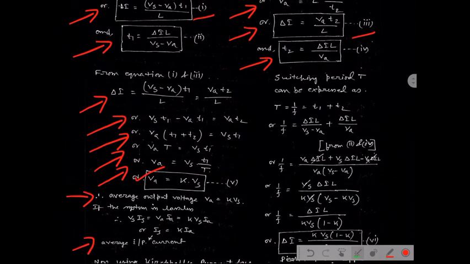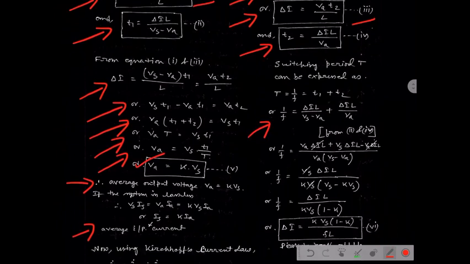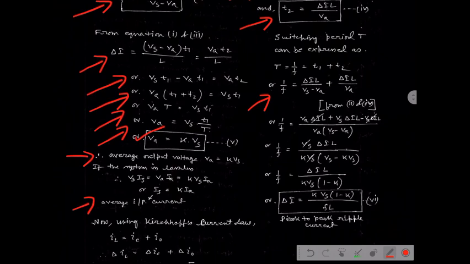Similarly, from equations 2 and 3, we can write the expression for the switching period T. We can express T equal to 1 by f and T equal to T1 plus T2. And we take the value from these two equations, this is equation number 1 and equation number 4. So put the result over here. So ultimately we can get the result that 1 by f equal to del I by L times (Vs minus Va) plus del I L by Va, from equations 2 and 5.